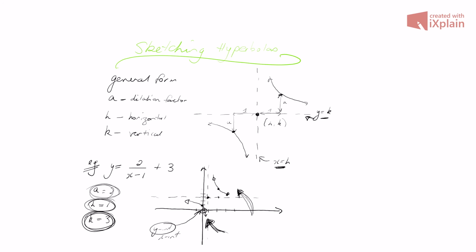Okay, have a go. I'll give you another one to have a go at. What should we do? y equals 3 over (x minus 2) plus 5. Have a go at sketching that one and see how you go.